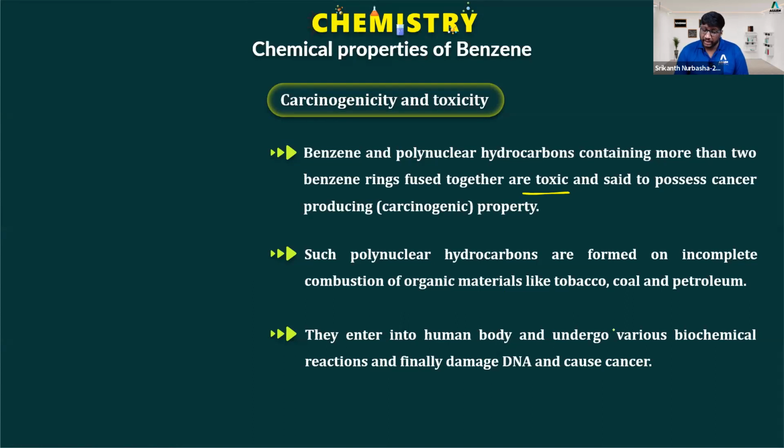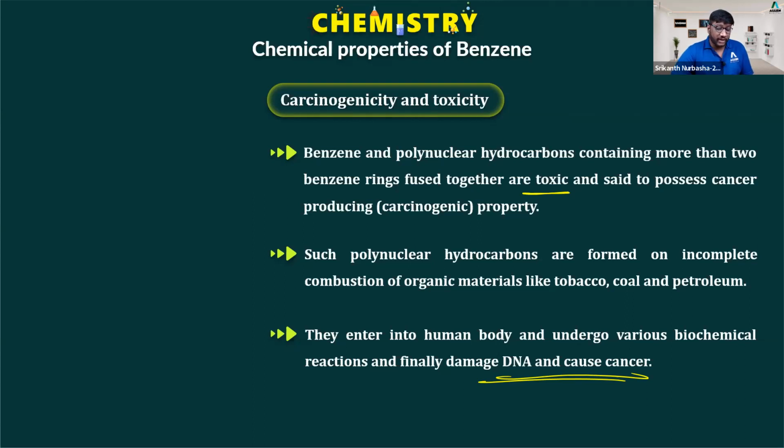They enter the human body, undergo various biochemical reactions, and finally damage DNA and cause cancer. These are very important. Tobacco is highly dangerous, as are coal and petroleum. That's why people who work in mines are also exposed to different dangerous scenarios. They are all toxic. Hydrocarbons with fused benzene rings are toxic, and they are formed by incomplete combustion of organic materials. They can damage the DNA, deoxyribonucleic acid.